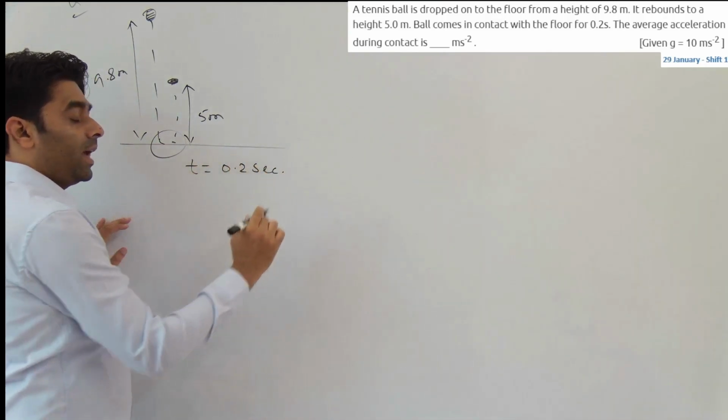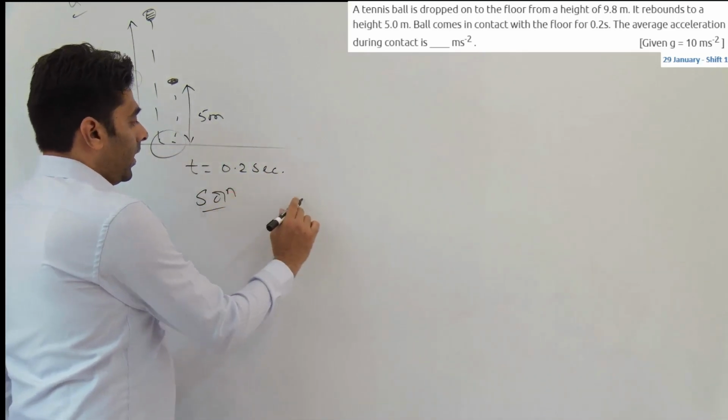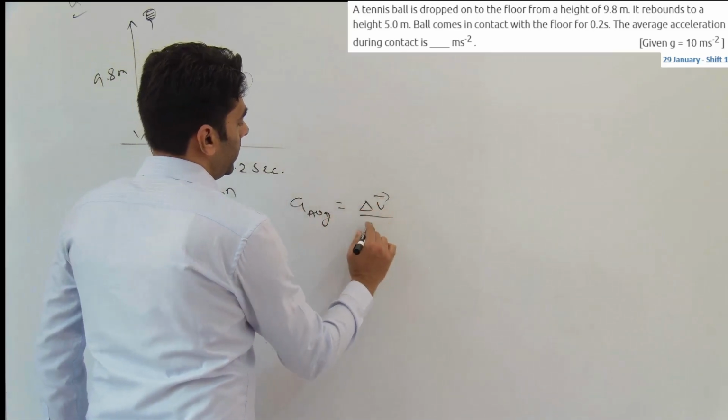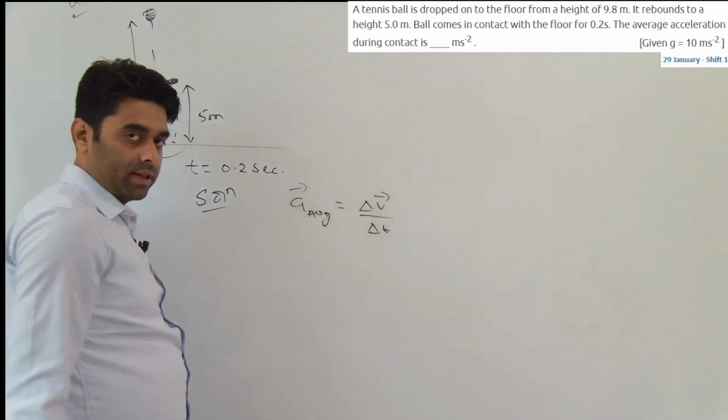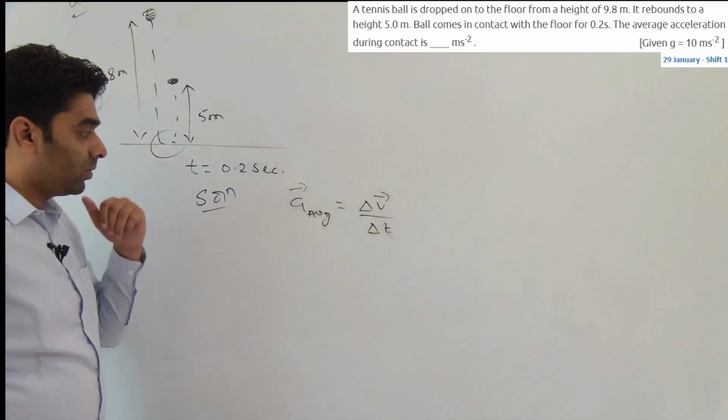They are asking us the average acceleration. Now beta, what is average acceleration? Let us see. Average acceleration is delta v by delta t. So time we know. For how much time is it in contact? For 0.2 second.